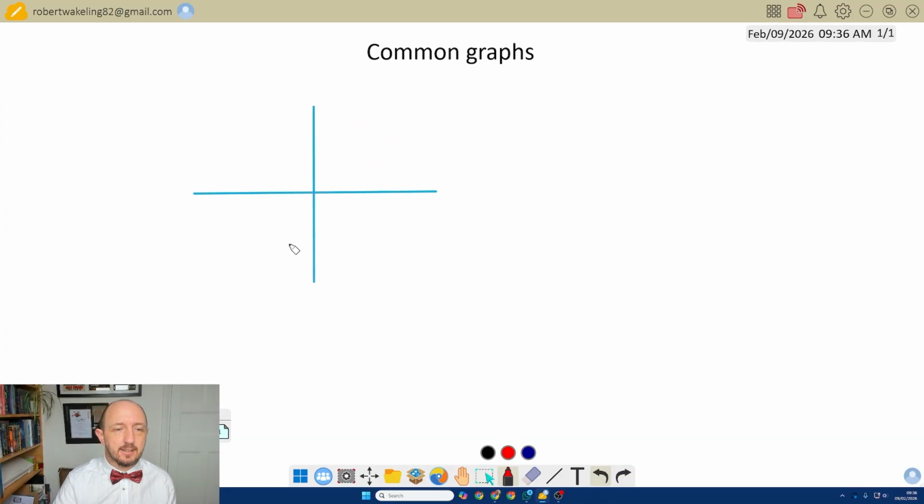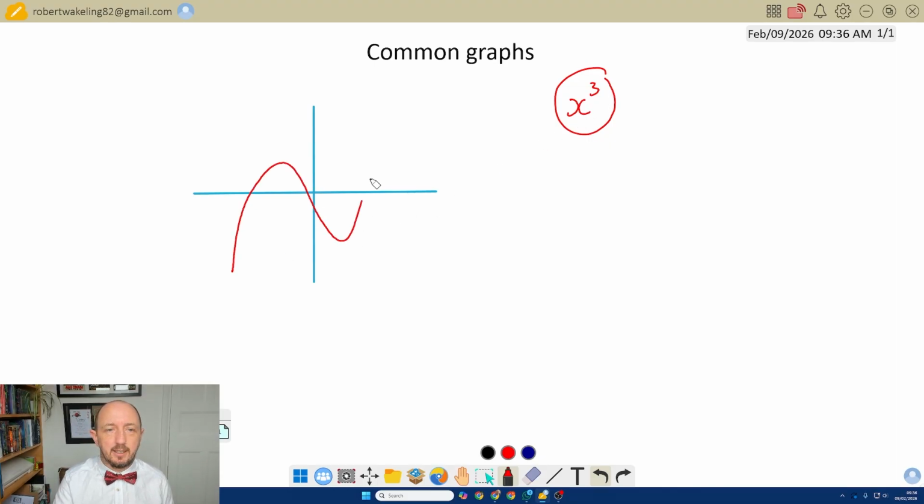Then we have x cubed, which looks a little bit like an S shape, like this. This is x cubed. This is minus x cubed going downwards. Sometimes they look a bit like this as well. This is still an x cubed graph. It won't be y equals x cubed. It'll be x cubed plus 2x squared or something like that. But the thing that you're looking for is the basic shape. X cubed is kind of like an S shape graph.